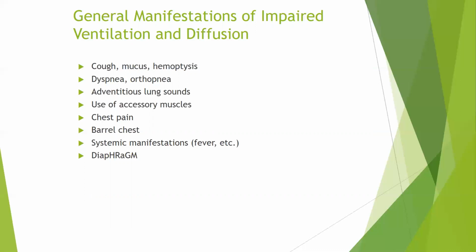You may see a barreled chest in patients with long-standing alterations in ventilation and diffusion. It occurs because the lungs are chronically overinflated with air, so the rib cage stays partially expanded all the time. This makes breathing less efficient and aggravates the patient's breathing patterns. Systemic manifestations may occur, such as a fever, especially with an underlying acute process.